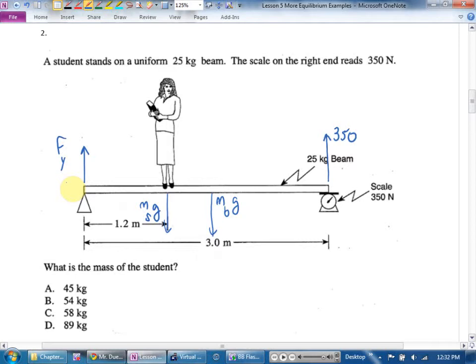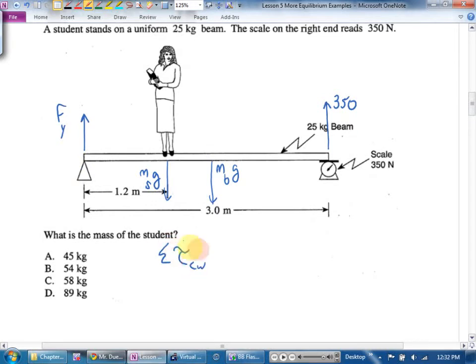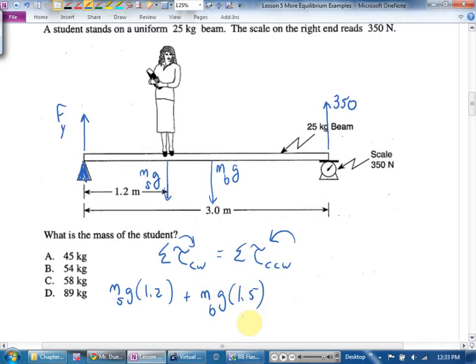So now we're going to use our standard torque approach. The sum of all the torques clockwise in this direction equals the sum of all the torques counterclockwise in this direction. So here's my pivot right here. Clockwise would cause it to spin this way. Which force or forces would do that? I think both the masses. So it's going to be the mass of the student times G times how far it is from the pivot, 1.2, plus the mass of the beam times G times 1.5, half, the center of mass, equals 350 times its distance from the pivot, 3.